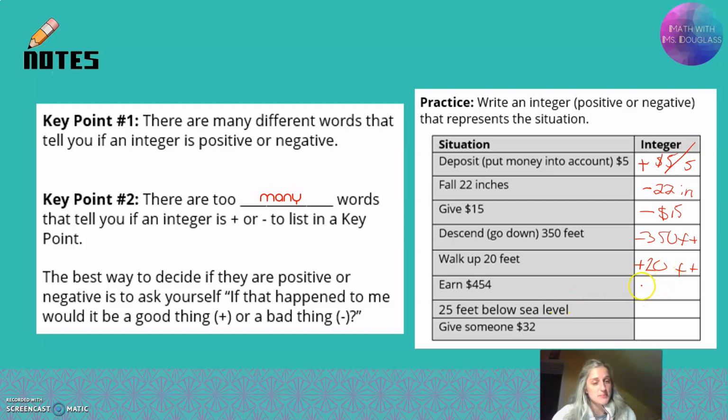If you earn $454, you're rich. That is all that money in your pocket or in your bank account. That is a positive integer, positive $454, and you should be nice to your teachers and buy us some Starbucks.